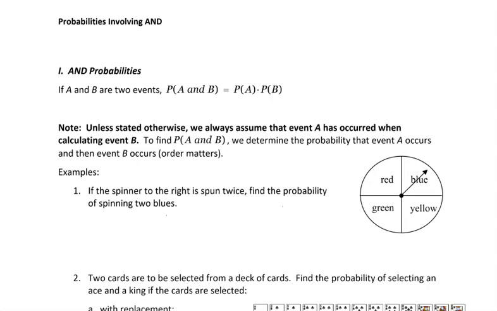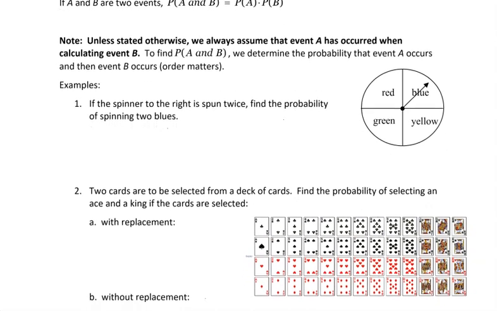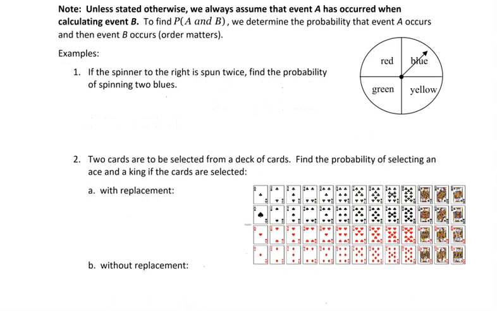Now, a note, unless otherwise stated, we always assume that event A has occurred when calculating event B. So to find the probability of A and B, we first are going to determine the probability that event A occurs, and then that event B occurs. As in, order does matter. And that won't matter for a bunch of these, but for some of them it will, and in number 2 we're going to see that.